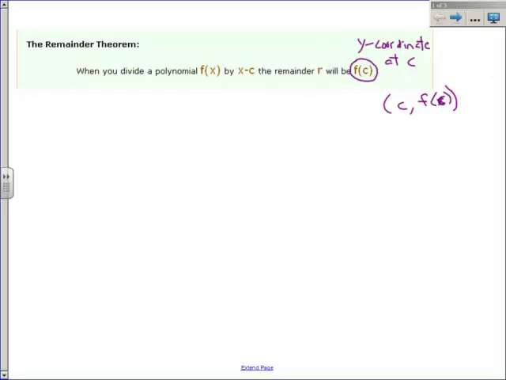Now why is that important? Well, if this remainder happens to be 0, then if r equals 0, that means that f of c is equal to 0, and that means that you have found a root, which also means you've found a factor, but that's what the factor theorem says. If you have found a root on the graph, you have found a place where the graph crosses the x-axis. And these places are very important.